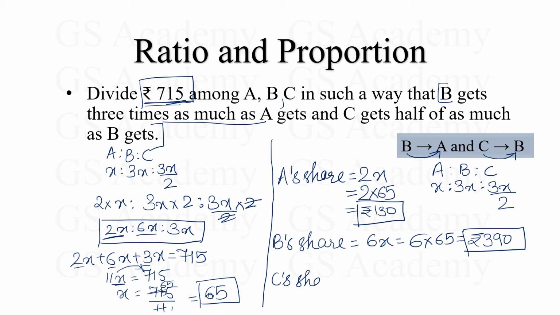And C's share, according to the ratio, is 3x. So this becomes 3 into 65. 3 fives are 15, 3 sixes are 18 plus 1 is 19. So C's share was rupees 195.